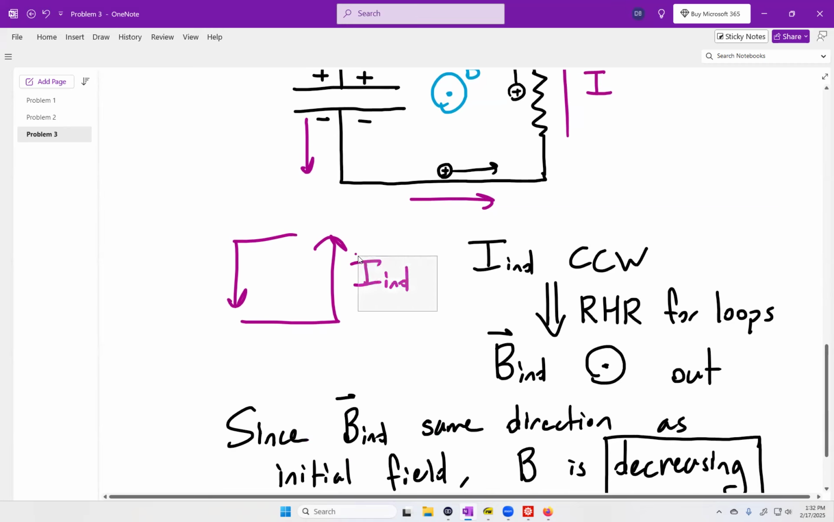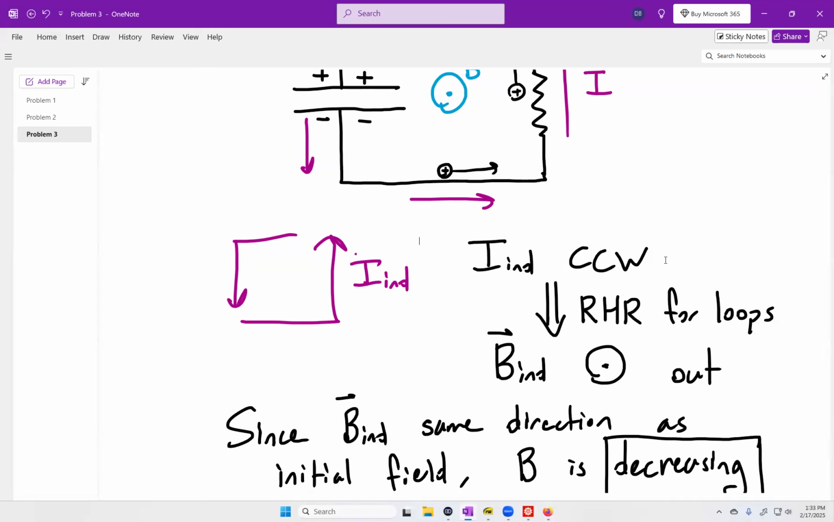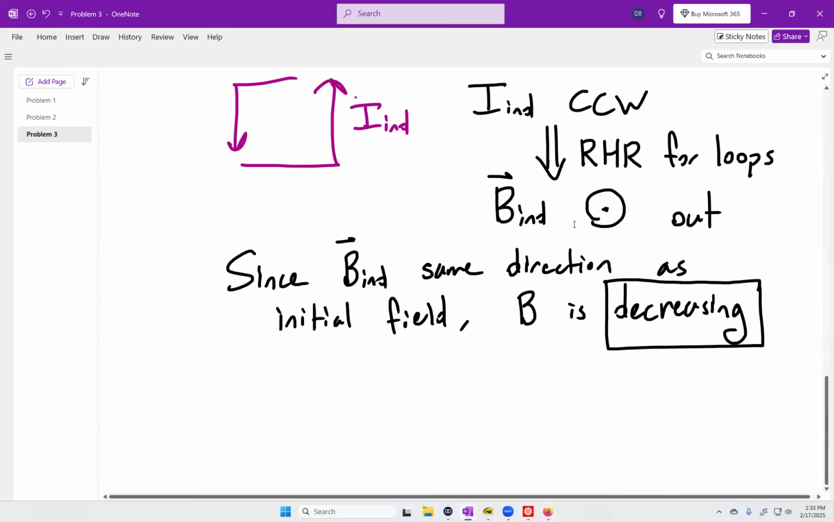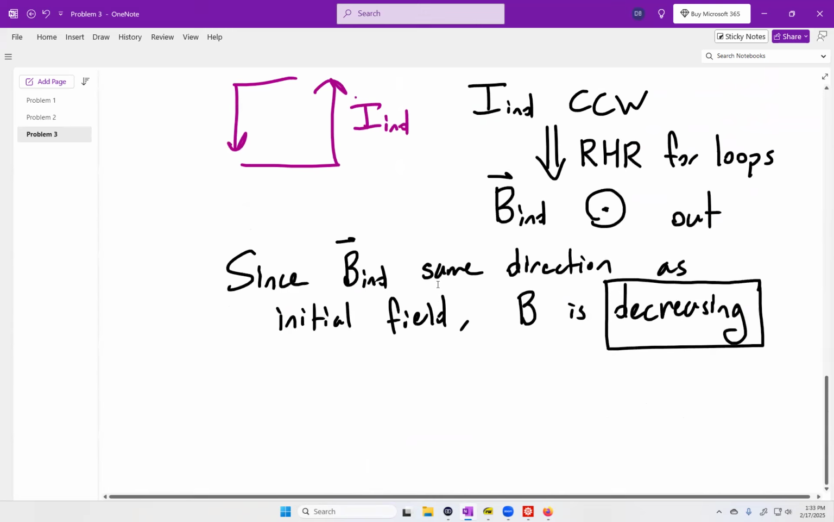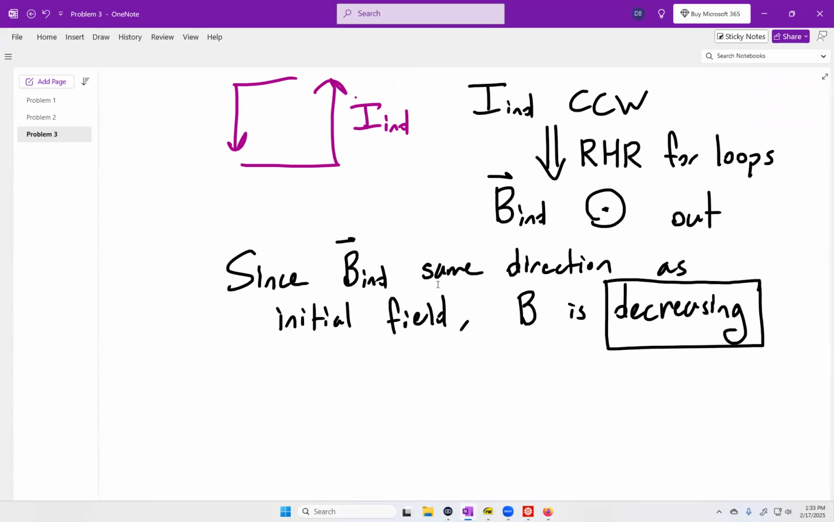And then we know that the induced current and the induced field are related by the right-hand rule for loops. So if we have an induced current that's counterclockwise, that's creating an induced field that points out of the page. Finally, since the induced field is in the same direction as the field we started with, which is given in the problem as out of the page, that means the field strength has to be decreasing. The induced field is trying to compensate to maintain the same magnetic field we started with by pointing in the same direction.